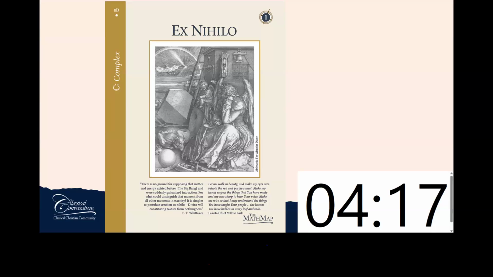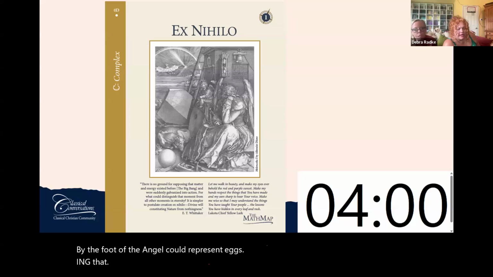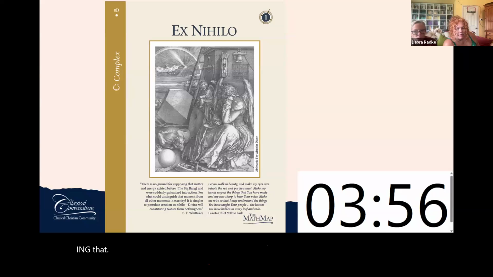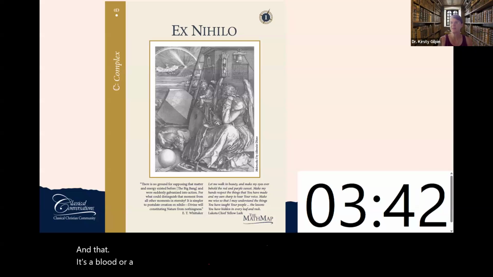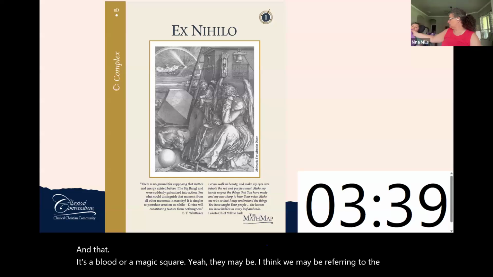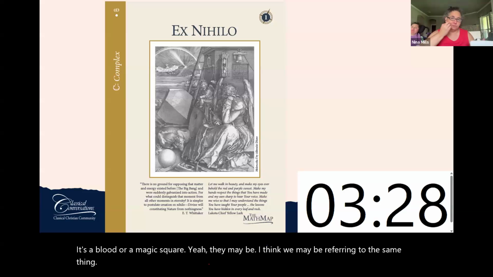I was going to mention that the nails down by the foot of the angel could represent pegs, but since we're on this, it could represent Jesus being on the cross, going back to before he was even crucified, being with God. And during the medieval period, didn't bells represent boundaries and protection or summoning? And that's sitting above, is that a Franklin square? Or a magic square. Yeah, I think we may be referring to the same thing. And that bell would represent time as well. Great. Good job, everybody.